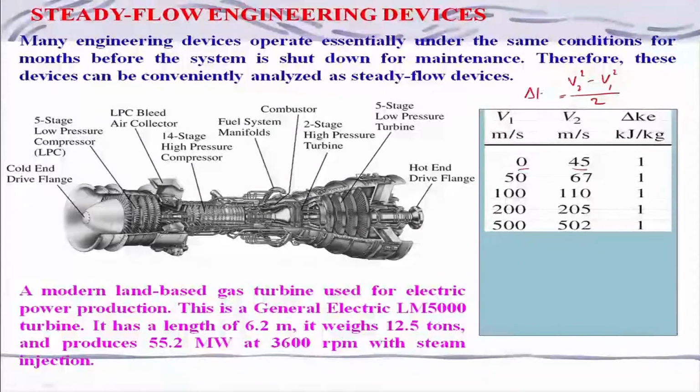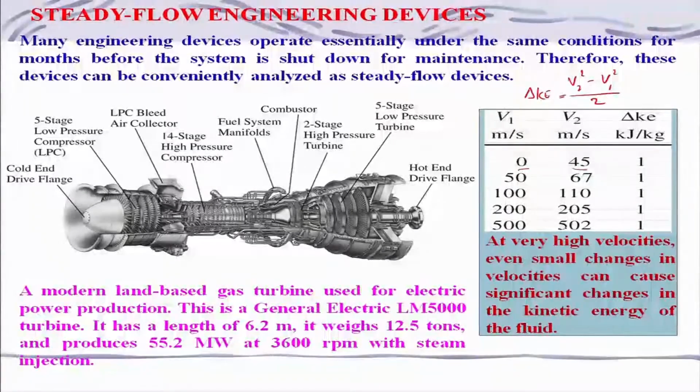This is your change in specific kinetic energy, per unit mass. But if you look at the change, it is 45 meter per second, but if I go from 500 to 502, for the same amount of energy, 1 kilojoule per kg, there is only 2 meter per second, but there is a huge difference. So one has to be very cautious about neglecting this term, because keep in mind that at high velocity, even a small change in velocity can cause a significant change in kinetic energy of the fluid.